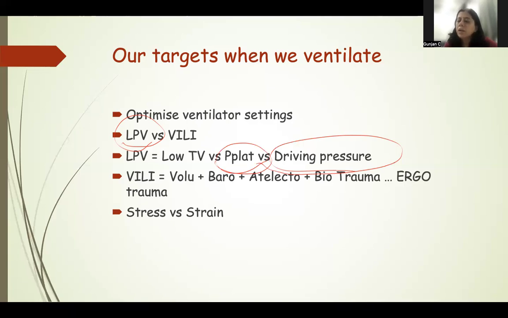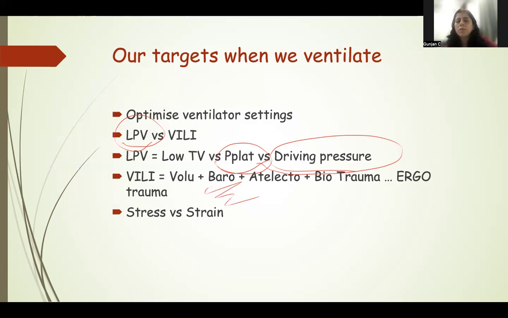When ventilator-induced lung injury was defined, it was first defined as volume trauma, and it was said that it is volume which is causing harm to the patient. That is why we came to limiting tidal volume to 6 ml per kg. Then it came to barotrauma: we need to limit the pressures as well, keeping the plateau pressure at 30.